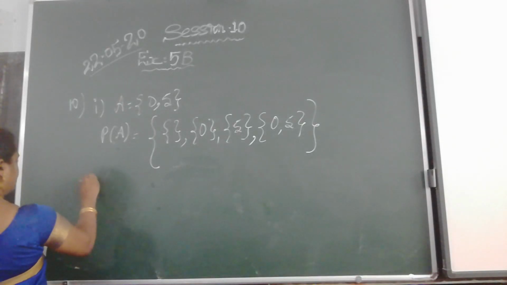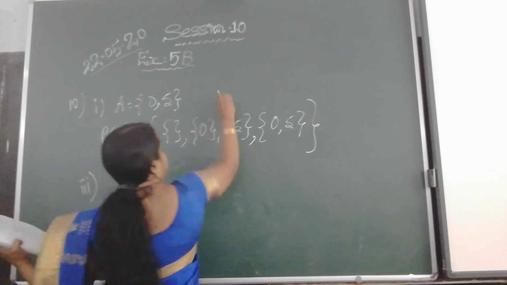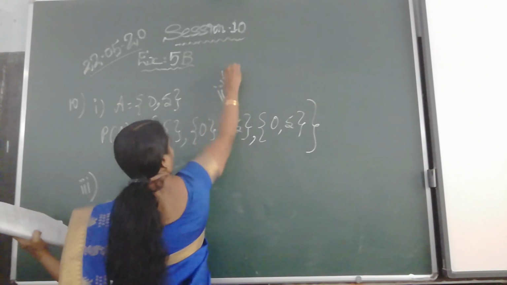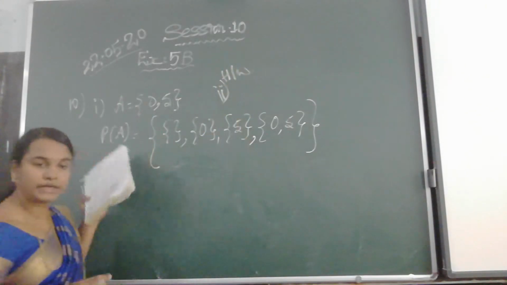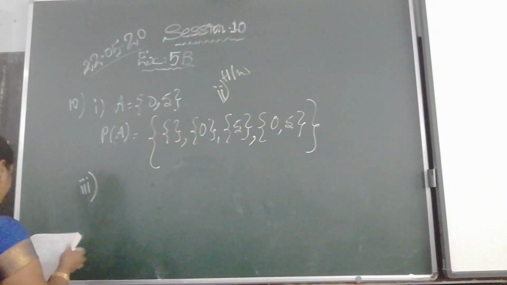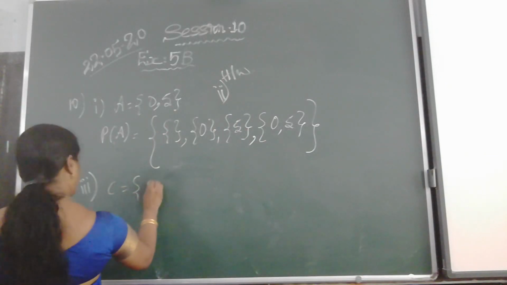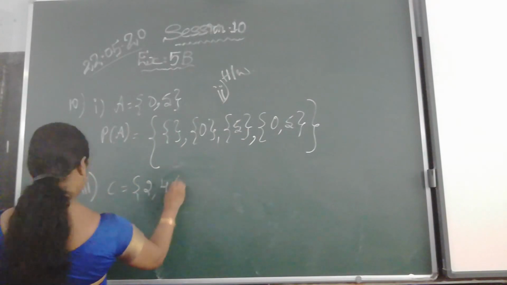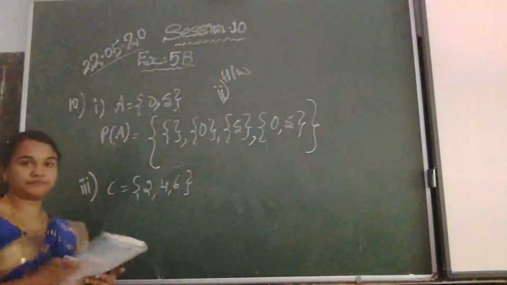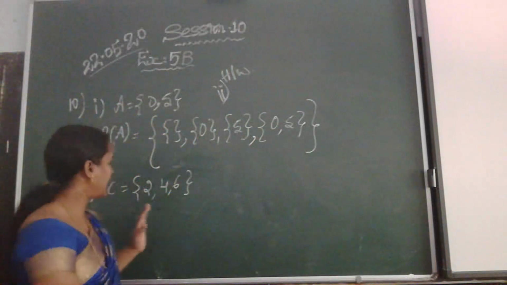The time is on. Second one, homework. Okay. Now third one, 10th third one, C equals 2, 4, 6.